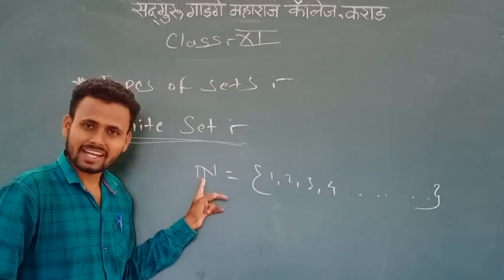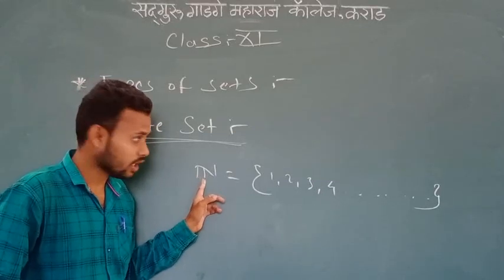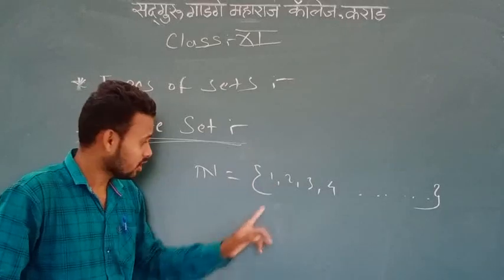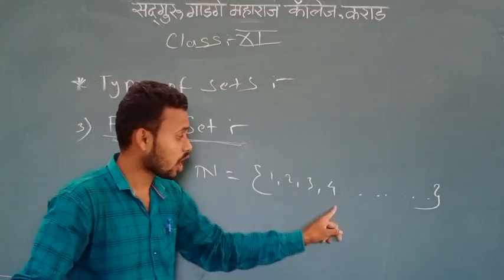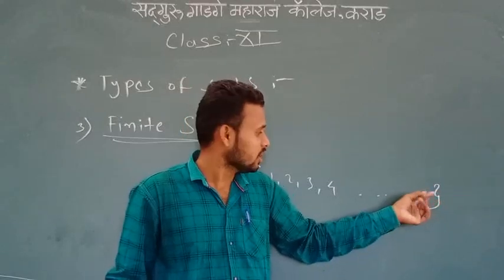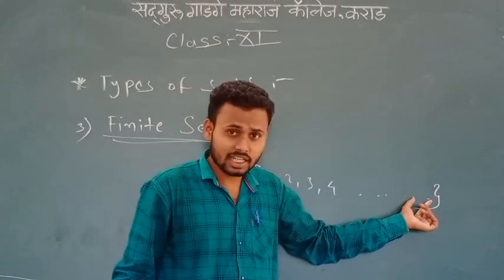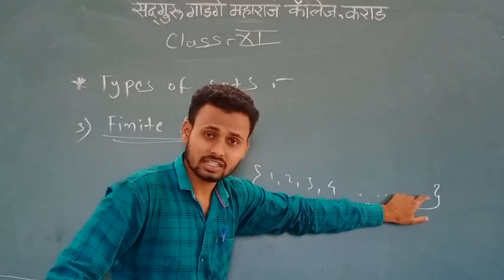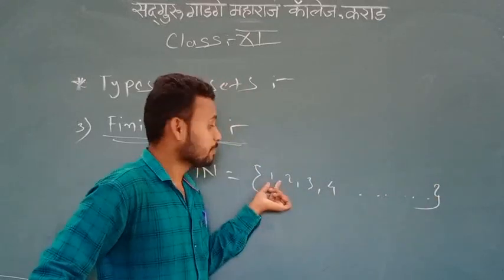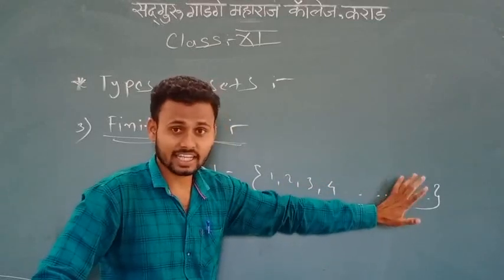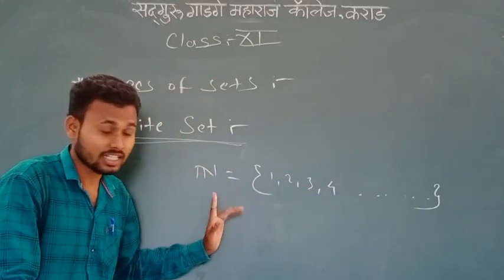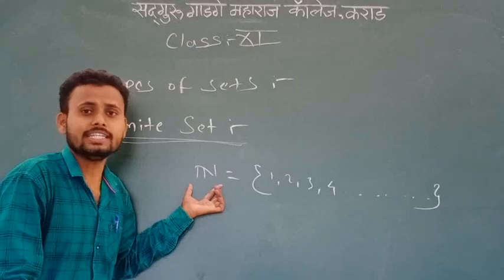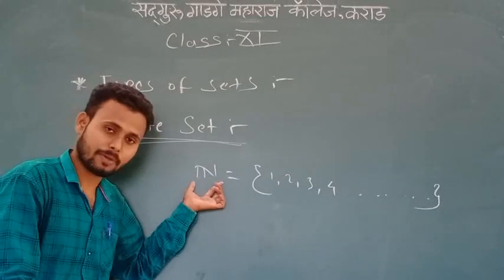Now, is it finite? What was the finite definition? In a set the process of counting of elements comes to an end. We counted the first element, 1, 2, 3, 4 and so on. Can we count the last element? No, we don't know the last element. We don't know exactly what it would be. So the process of counting of elements does not come to an end, which means this is not a finite set. Therefore we say that it is an infinite set. This is the last type of set.